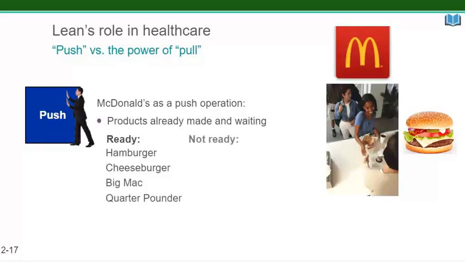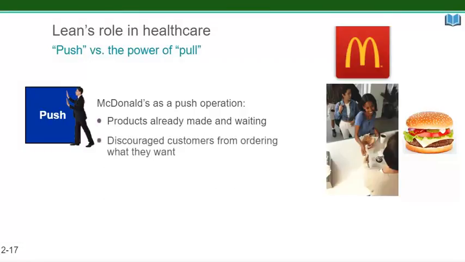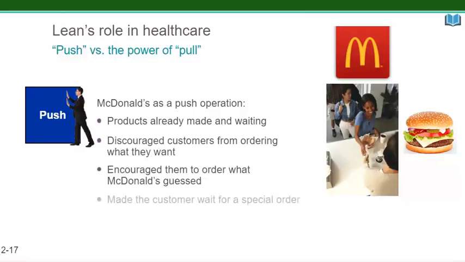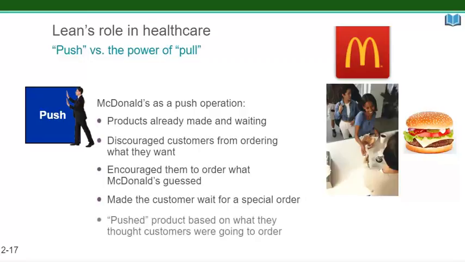you didn't want something special, like a hamburger with no onions and extra pickles, or a filet-o-fish. The system discourages customers from ordering exactly what they want and encourages them to order the product we guessed they wanted. How? By making the customer wait longer for a special order and go wait in a special place. Sounds like being sent to the timeout room. Where was the push at McDonald's? Its team members pushed product to you based on what they thought you were going to order, rather than letting your order pull them to make the product for you.